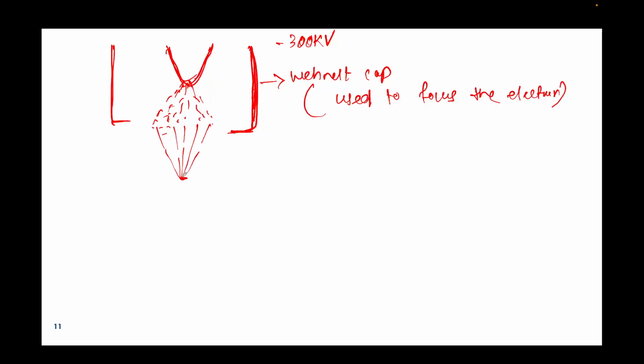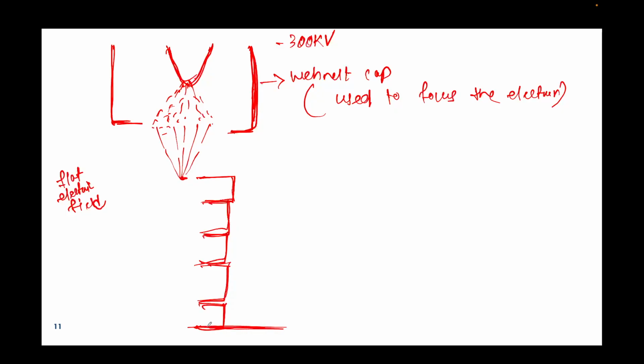So this is a Wehnelt gap. Then I will have a series of connections throughout my column, in such a way that there will be a flat electric field. There will be a flat electric field in such a manner that this final one, I will keep grounded.